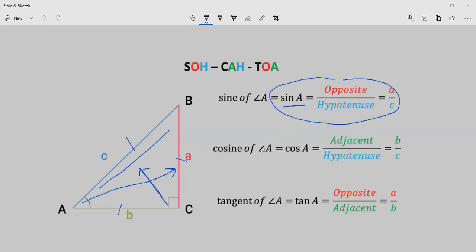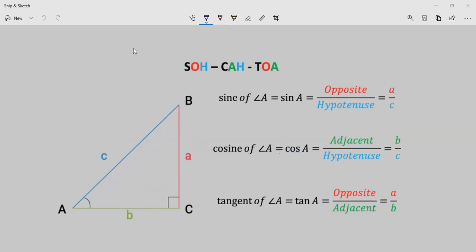The basic three rules: cosine equals adjacent over hypotenuse. So if you want to find the cosine of the angle, you divide the adjacent, which is B, by the hypotenuse. Now the tangent, or tan, of the angle equals opposite over adjacent. This is the opposite over the adjacent. Let's take some examples.